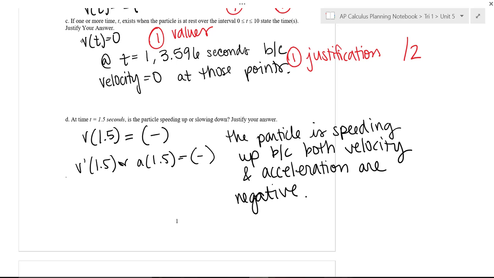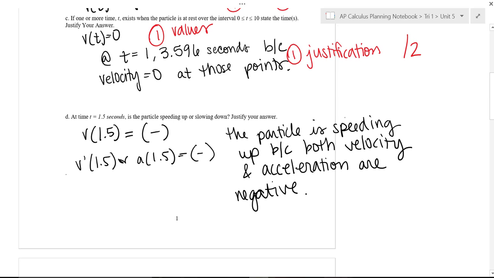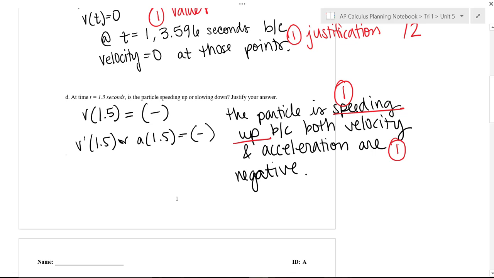So again, 2 points here. 1 point was for naming speeding up, literally saying speeding up. And then the other point was saying that both velocity and acceleration are negative, or giving the exact values and including the fact that they were both negative. So give yourself a score on this very first FRQ.